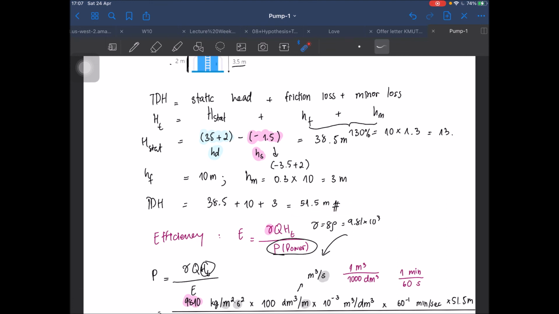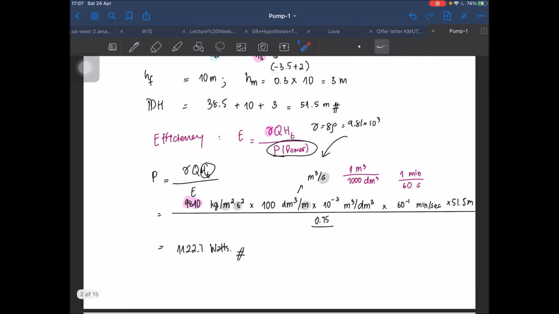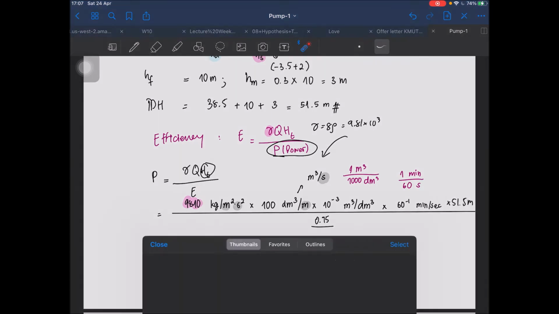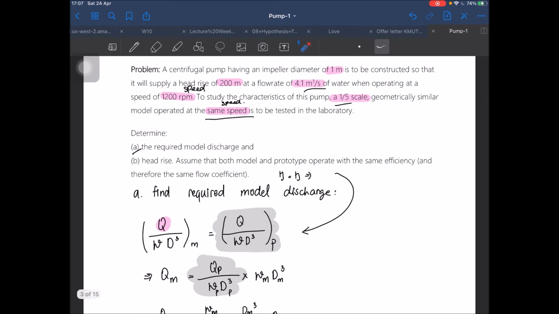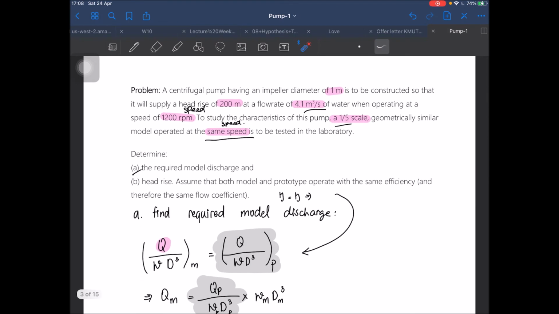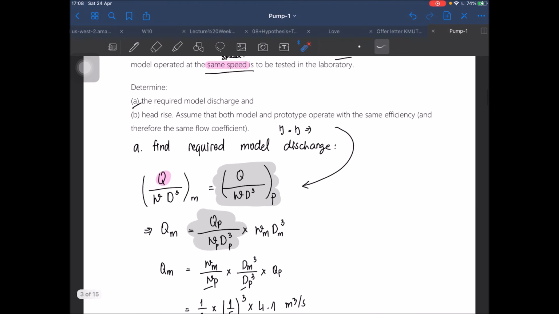Then we find the final TDH here. We can substitute it to find the power that we need to generate for the pump, and this is the power that we get. So moving on to the next exercise, we want to find the model discharge. This is another equation that we need to consider. We have a lot of equations today. I will give you a summary of these equations in the next video, so stay tuned.